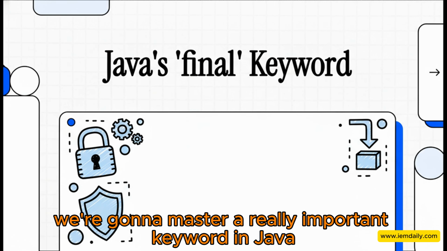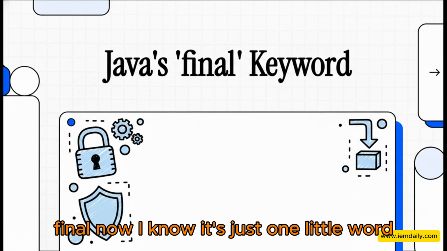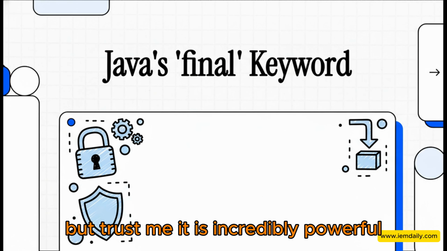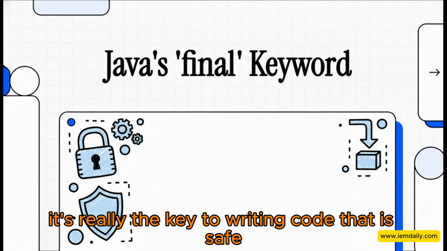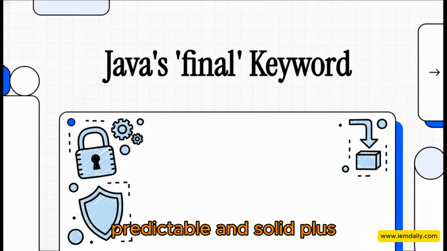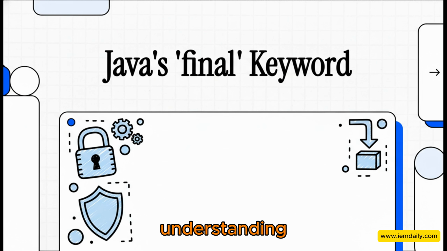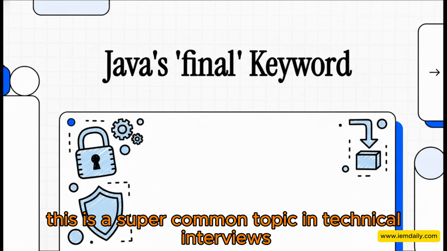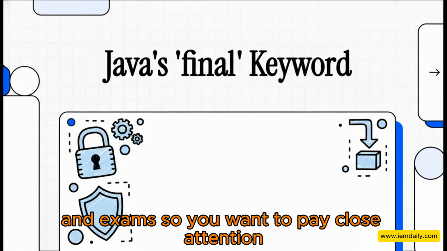Today we're going to master a really important keyword in Java, final. Now I know, it's just one little word, but trust me, it is incredibly powerful. It's really the key to writing code that is safe, predictable, and solid. Plus, understanding this is a super common topic in technical interviews and exams, so you'll want to pay close attention.